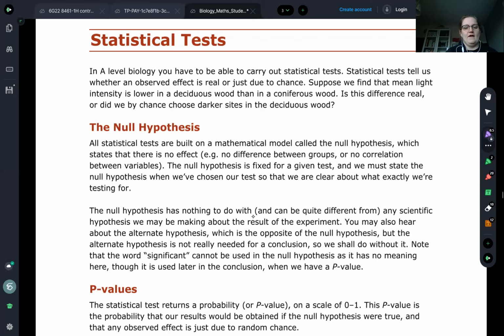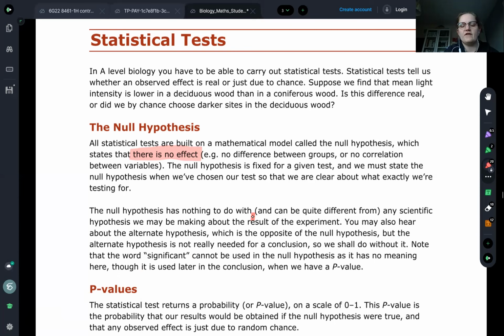The null hypothesis is what a statistical test is based on. It's a mathematical model, and it basically states that there is no effect. So when you are asked to write a null hypothesis, you're looking for no effect. So there is no difference between groups, or there's no correlation between variables. The null hypothesis is fixed for a given test, and we must state the null hypothesis when we've chosen our test, so we're clear about what exactly we're testing for.